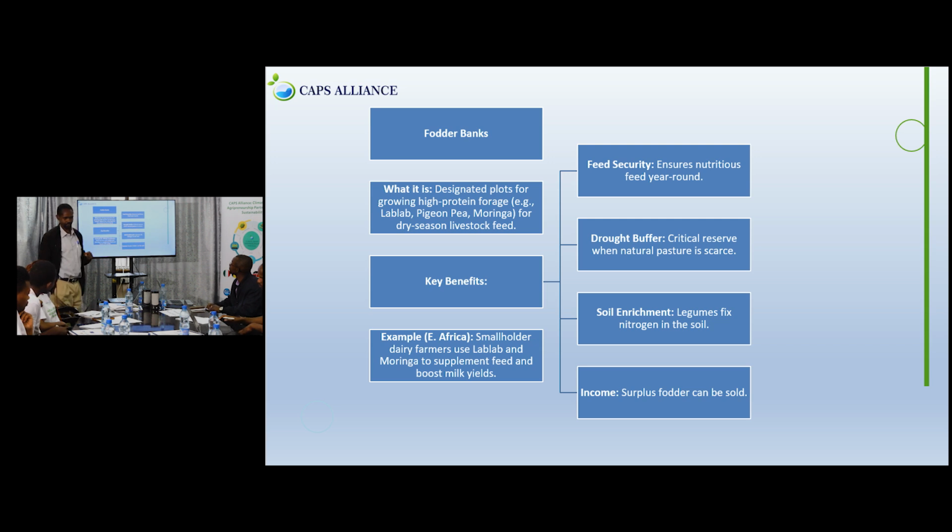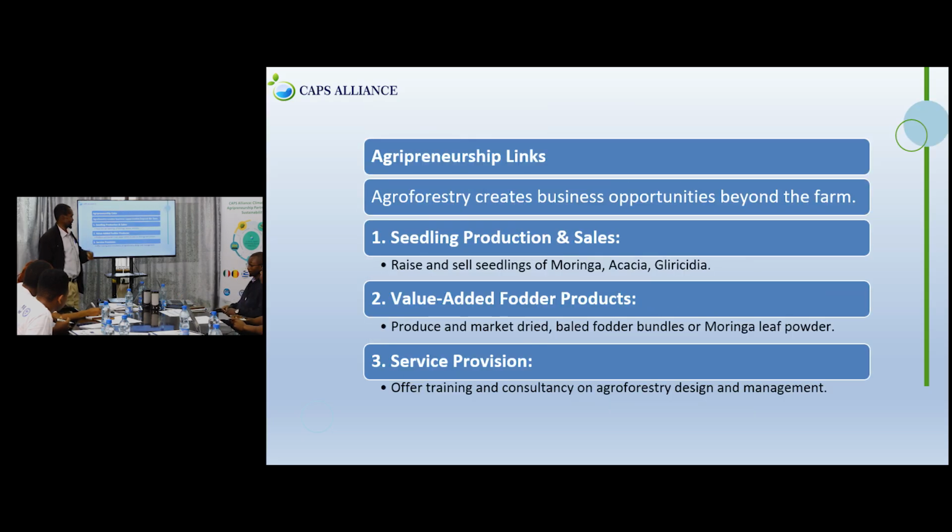Drought buffer. They have drought buffers. The land is not left fallow. Of course, there will always be something in the farm. Soil enrichment: the nitrogen-fixing plants help with nitrogen, through the nitrogen-fixing bacteria. Smallholder dairy farmers use lab lab and whatever surplus for animal feeding.